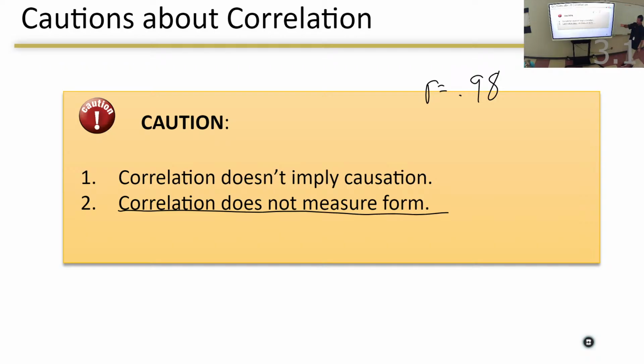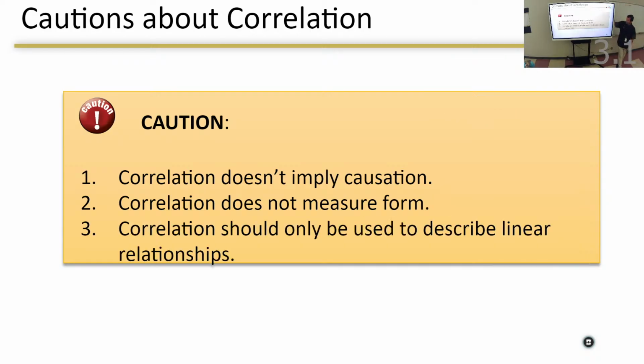Just remember that. Because if I give you that on a test and you tell me that it's a line, you're wrong. If you tell me there's a strong positive linear association, you're right. But if you tell me it's a line, you're wrong. Because you don't know. The only way to know is with the scatter plot. So I can only use correlation with a linear relationship. It only describes a linear relationship.